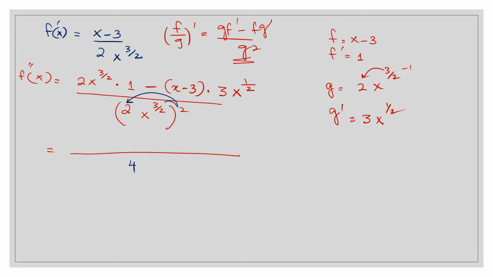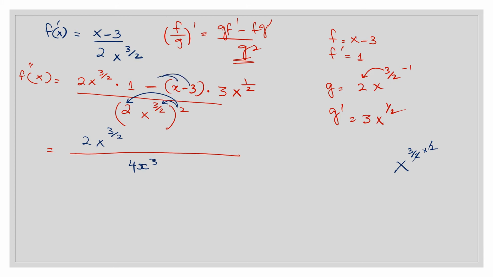And this square is also on the x to the power 3 over 2. So look here, 3 over 2 to the power 2, the powers multiply. So this 2 and this 2 cancel. So we will have 4x cube only. Now multiply. 2 times 1 gives us 2x to the power 3 over 2.